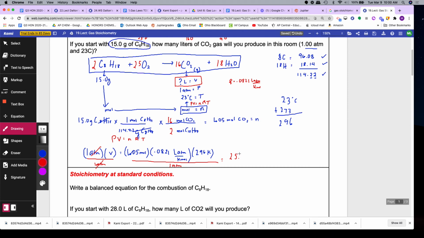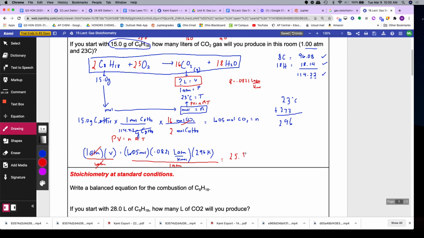You know what? I think it's better to use the number here. So I'm going to start here again. I'm going to do 15 divided by 114.22 times 16 divided by 2. I got 1.0506. I'm going to keep that number. Leave it in my calculator. Times 0.0821 times 296 divided by 1. 25.5.